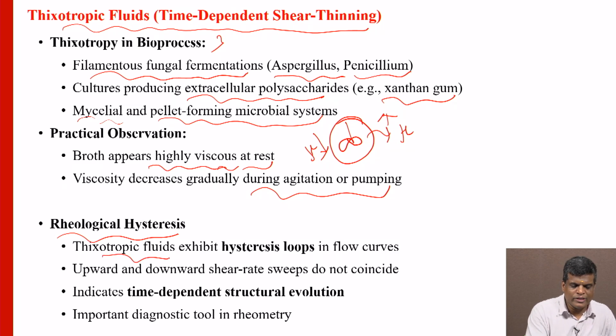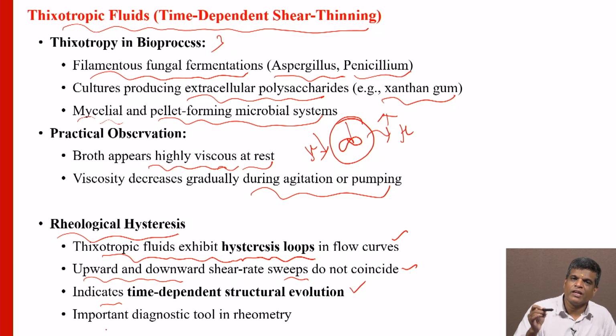What is the rheological hysteresis here? Thixotropic fluids exhibit hysteresis loops in the flow curve, the first point. The upward and downward shear rate sweeps don't coincide. Of course, this indicates time dependent structural evolution. It is also a very important diagnostic tool in rheometry studies. So we discussed time dependent shear thickening earlier, and here we discussed time dependent shear thinning, which we call thixotropic fluids.